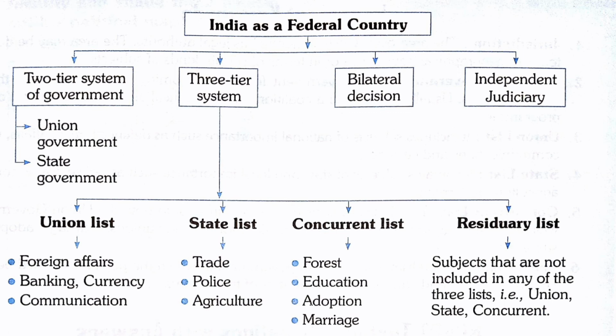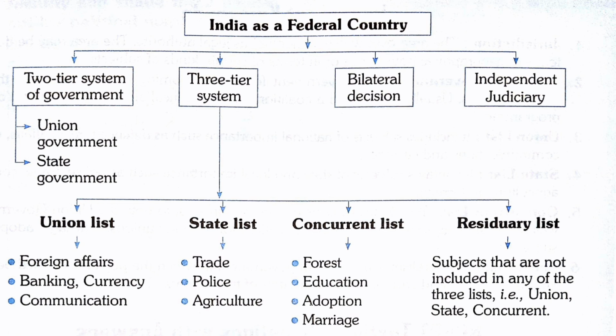Now there are some subjects which are common to both the state and the union. This type of common subjects falls in one list which is known as the concurrent list. The subjects kept in this list are education, forest, trade unions, marriage, adoption, and succession. Both the union as well as the state can make laws on the subjects mentioned in this list.